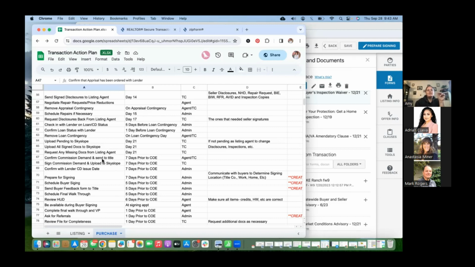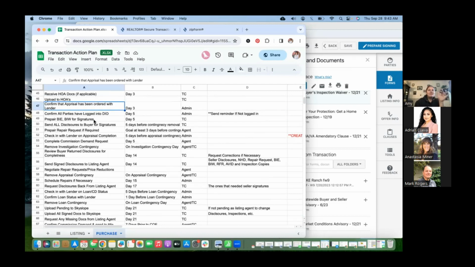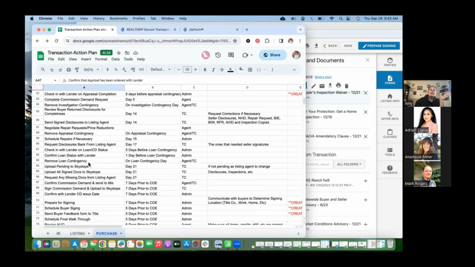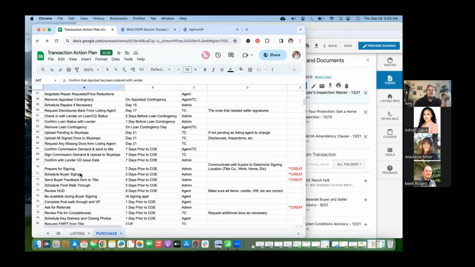So remember, up here on day 5, we requested that commission demand. So now we're going to confirm that everything's correct, that everything's still good. We didn't renegotiate prices or anything. As long as it's still good, we're going to send a copy of that over to title. You also want to sign that commission demand, and you want to upload it into SkySlope. If any corrections need to be made, send an email out for those corrections before sending it over to title and signing it and putting it into SkySlope.